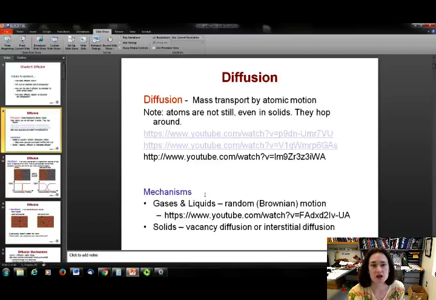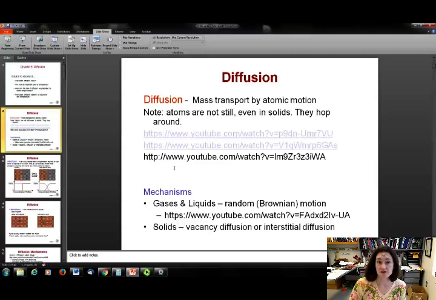Now, of course, no atoms are still. Gases and liquids, you might have heard of Brownian motion. This is somewhat similar. It's not as a random walk because, of course, in a solid material, they're hopping from lattice site to lattice site, so they're not free to go just anywhere, but it is kind of the same idea. Now, in solids, there's 2 ways that diffusion can occur.